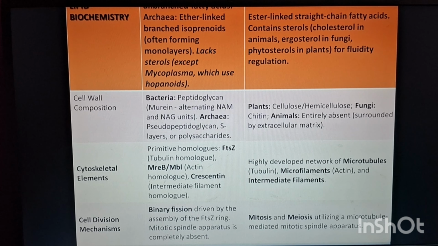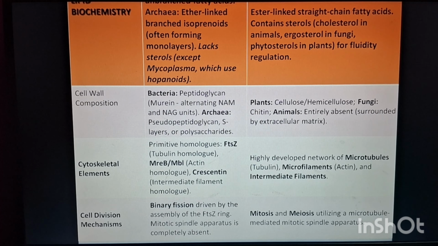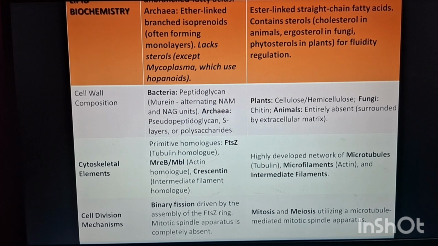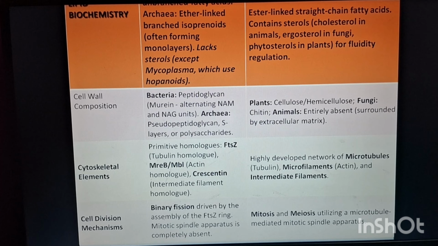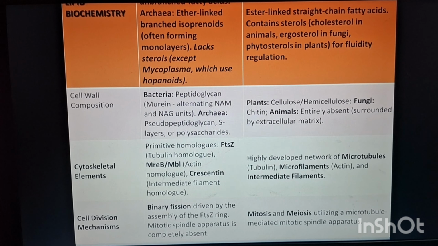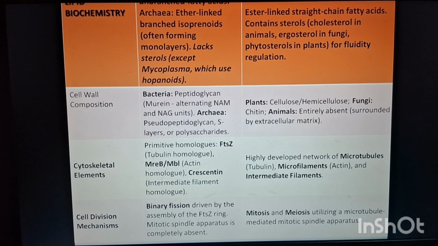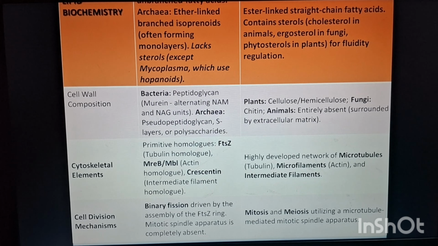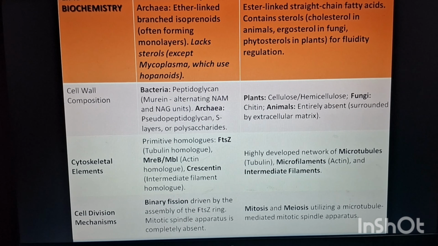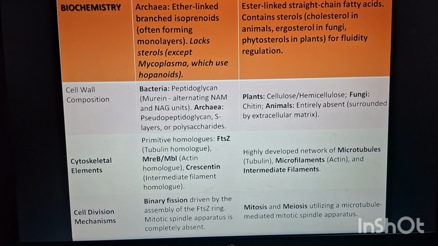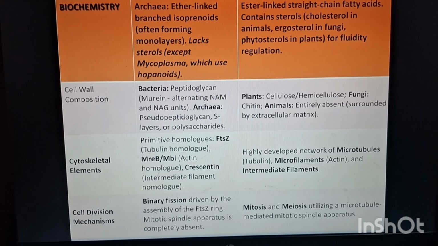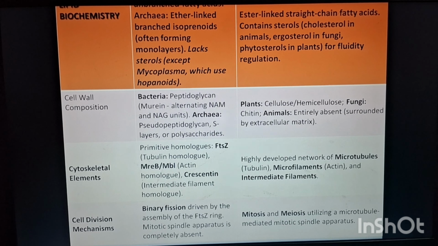Next feature, cell wall composition. In prokaryotic cells, in bacteria, peptidoglycan, or murein, with alternating NAM and NAG units is present, and in archaea, pseudopeptidoglycan or S-layers or polysaccharides are present. And in eukaryotic cells, plants contain cellulose and hemicellulose, fungi contain a chitin cell wall, and animal cells are surrounded by extracellular matrix.